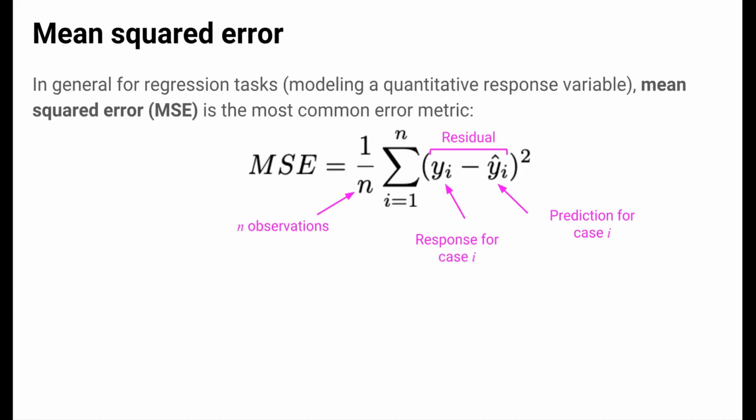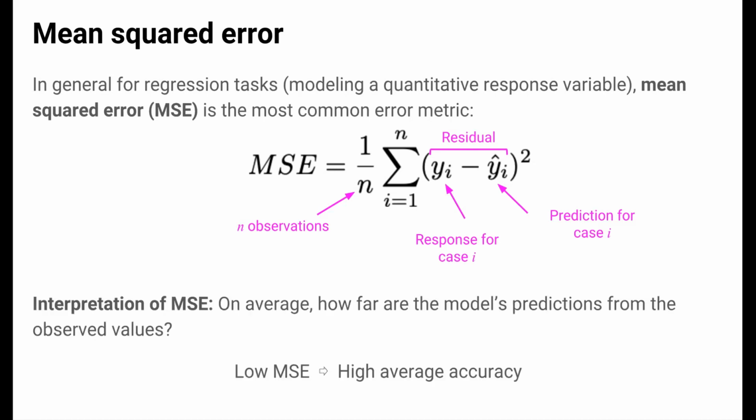For regression tasks where we model a quantitative response, mean squared error, abbreviated as MSE, is the most common error metric used by machine learning practitioners. To compute it, we compute the residuals for each case, square them, and average them. Hence the name mean squared error. We can interpret MSE as a measure of how far the model's predictions are from the observed values on average. Low MSE corresponds to high average accuracy of the model. So we want models that have high adjusted R-squared and low MSE.